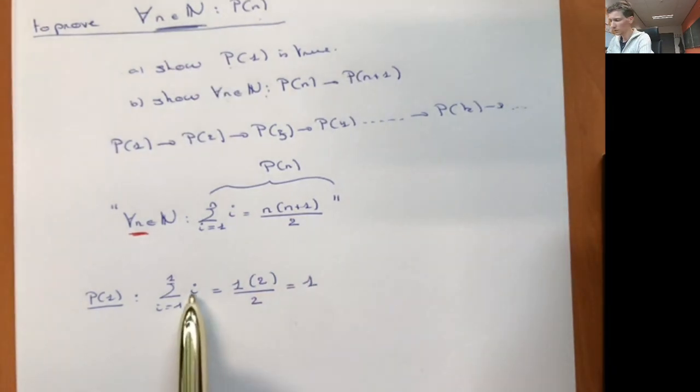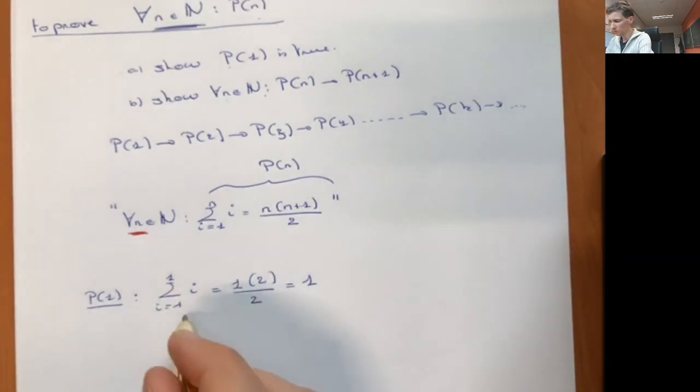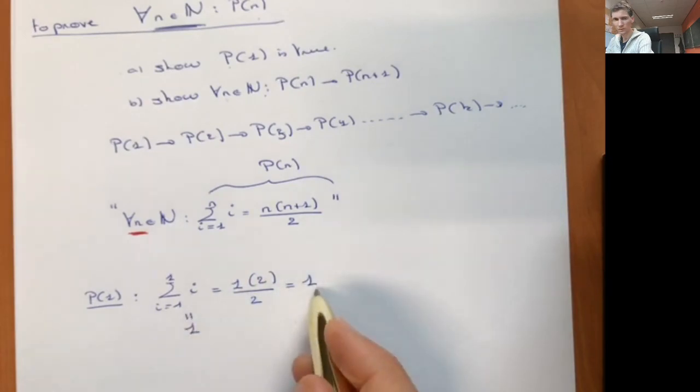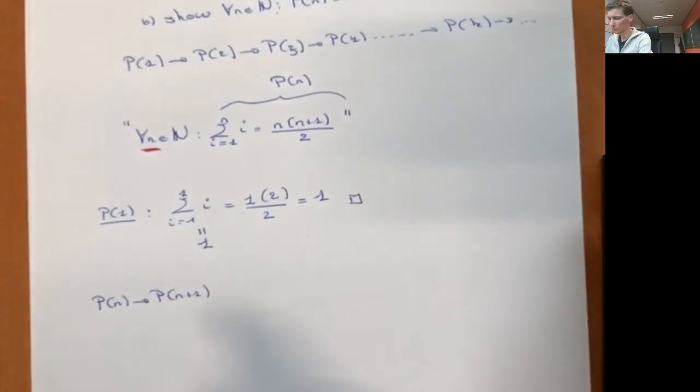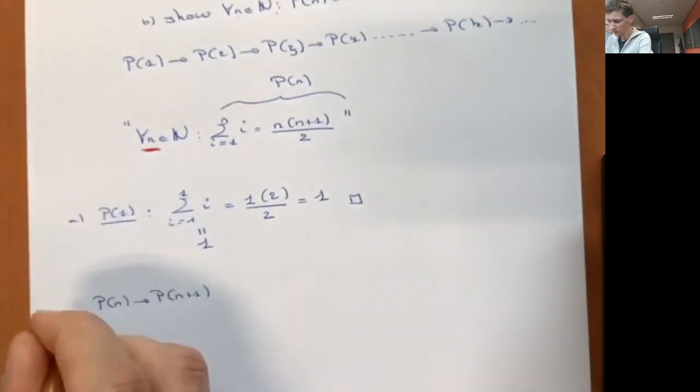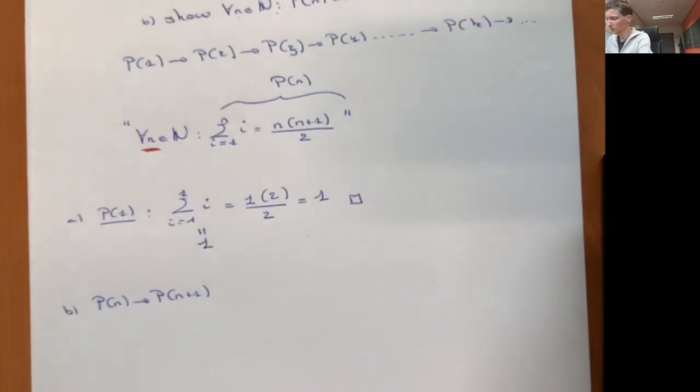Okay, so here I sum i from 1 to 1, so this gives me 1. On the right hand side I have 1. So P1 is very easy. You just plug in the numbers on the left and the right hand side and you show that they are equal. Now I have to show that P(n) implies P(n+1). So this is my part A, this is my part B.